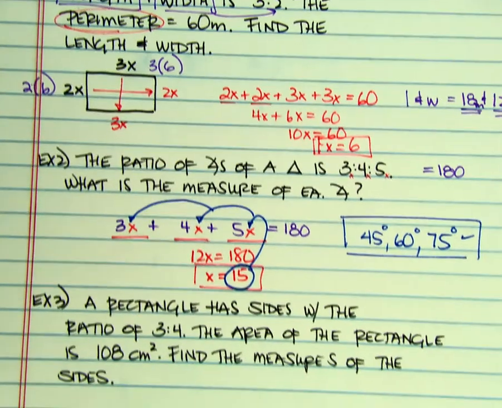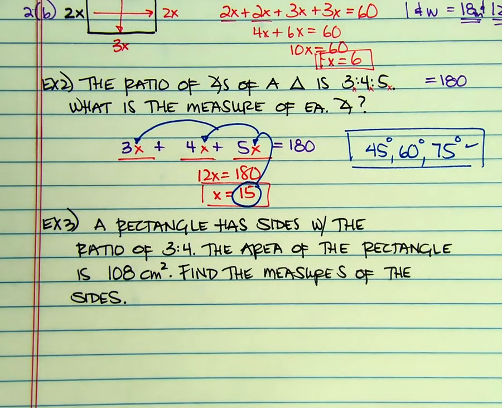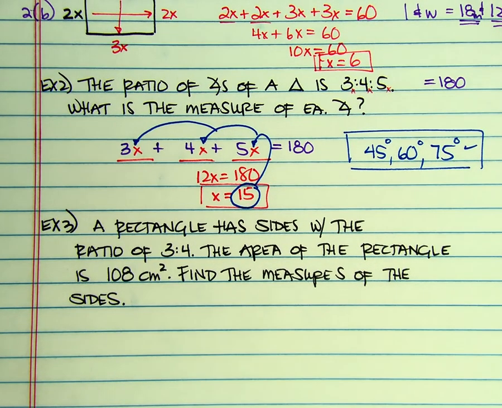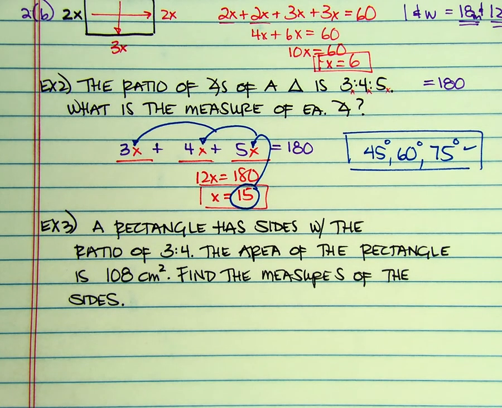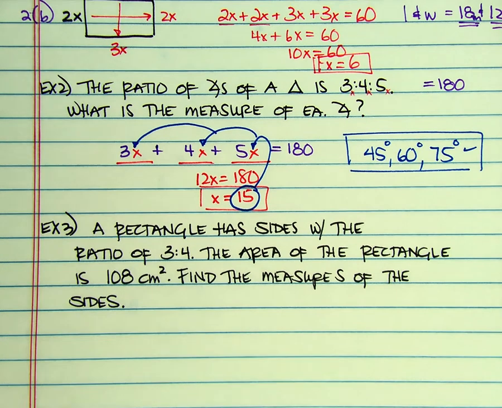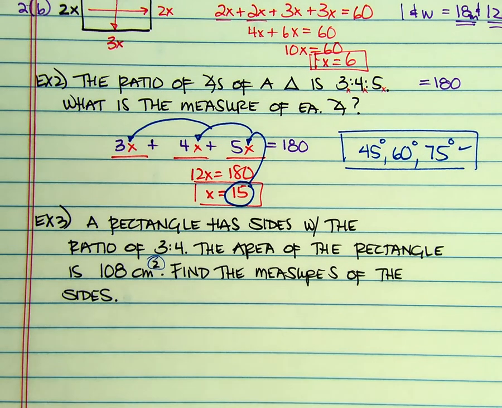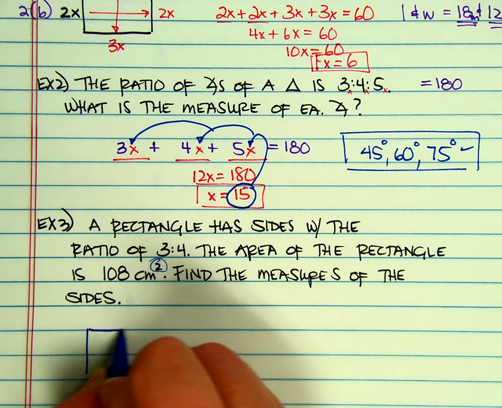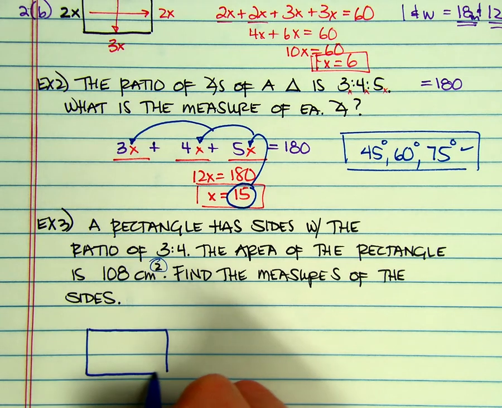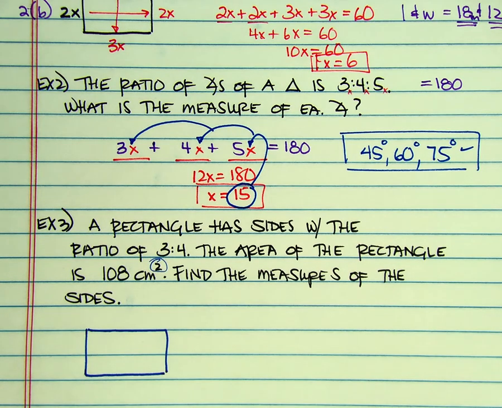And finally, example 3. The rectangle has sides with the ratio of 3 to 4. The area of the rectangle is 108 centimeters squared. Remember, area, we're dealing with squared. Find the measure of the sides. So what do we know about a rectangle? Well, we know that it looks like this. A ratio of 3 to 4.